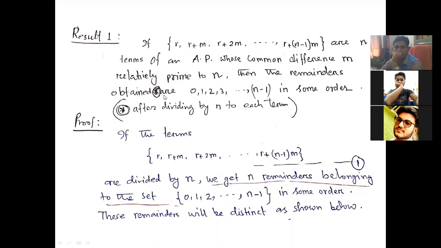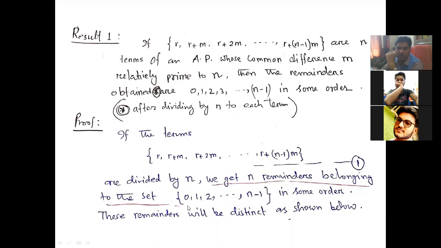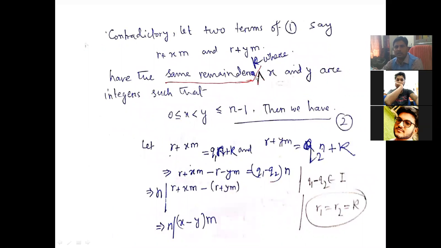Then the remainders obtained after dividing each term by n are 0, 1, 2, 3, and so on. So if these terms are divided by n, we get n remainders belonging to the set 0, 1, 2, up to n minus 1 in some order. These remainders will be distinct as shown below. Contradictory, suppose distinct नहीं हैं, आप दो ले लीजिए, इनसे डिवाइड करने के बाद दो रिमाइंडर, this r plus xm and r plus ym have the same remainder k, where x and y are integers such that 0 is less than x, y, at most n minus 1.